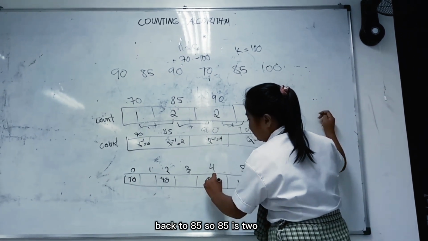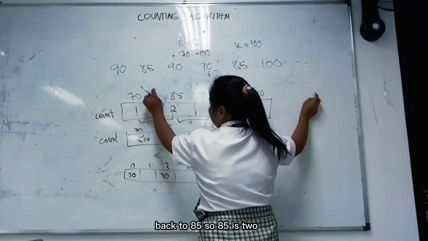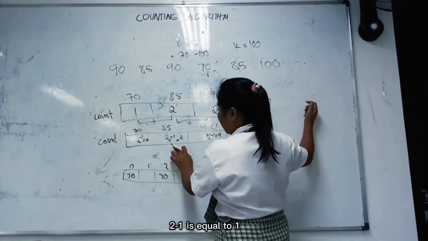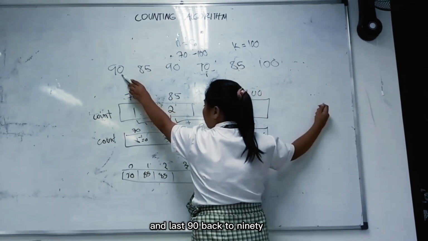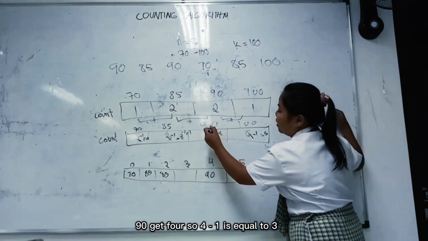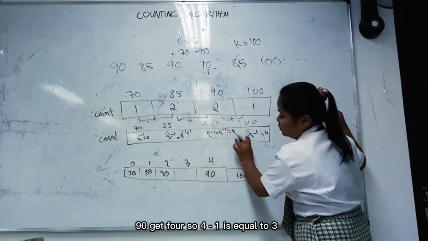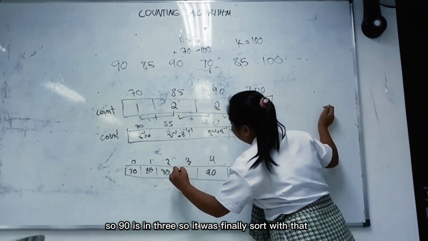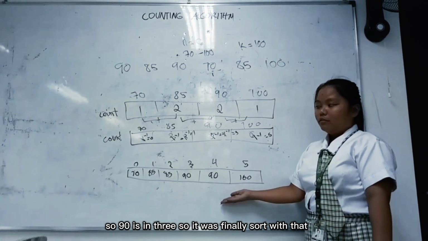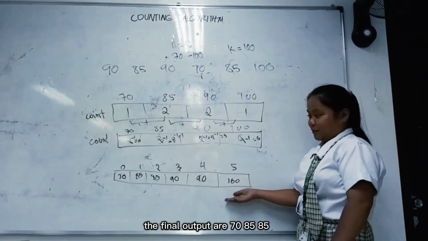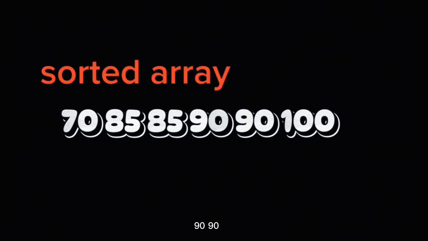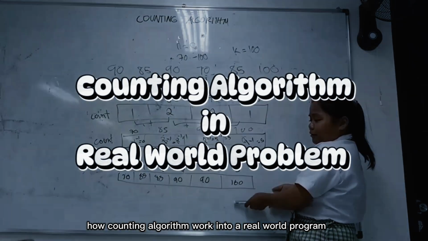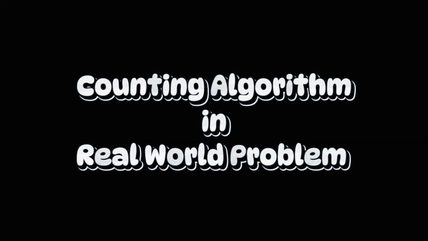Next 85, back to 85, so 85 is 2. 2 minus 1 is equal to 1. Put 85 into 1, and last 90, back to 90. 90 has 4, so 4 minus 1 is equal to 3, so 90 goes in 3, so it is finally sorted. With that, the final output is 70, 85, 85, 90, 90, 100. So that's how the counting algorithm works on a real-world problem.